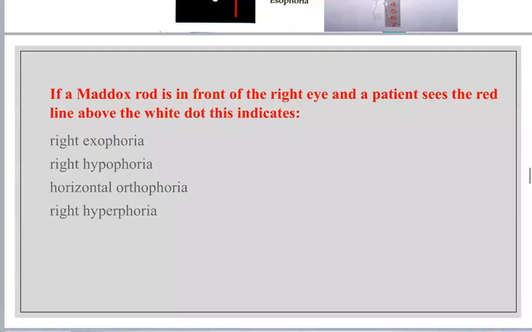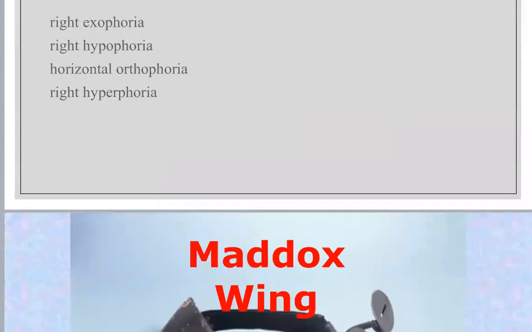Look at this one. If a Maddox rod is in front of the right eye, here the Maddox rod, the cylinders in front of the right eye, and the patient sees the red line above the white dot. What does this mean? This patient sees the red line above the white dot. The red line is seen by what? The red line is seen by the right eye. So this patient has right hypophoria or left hyperforia. Look at this one. Where is the answer? It is here. It is right hypophoria. If it is written left hyperforia, also it will be correct. So this patient has either right hypophoria or left hyperforia.